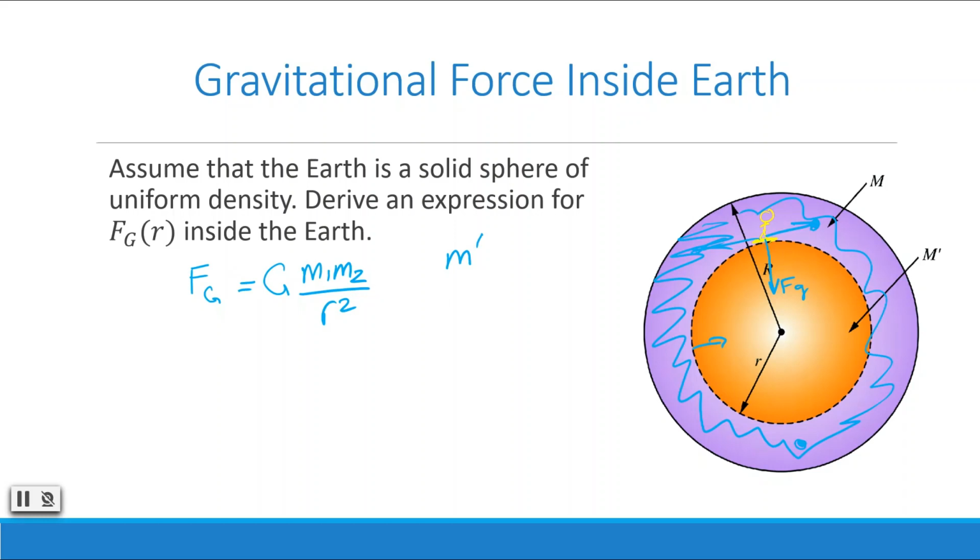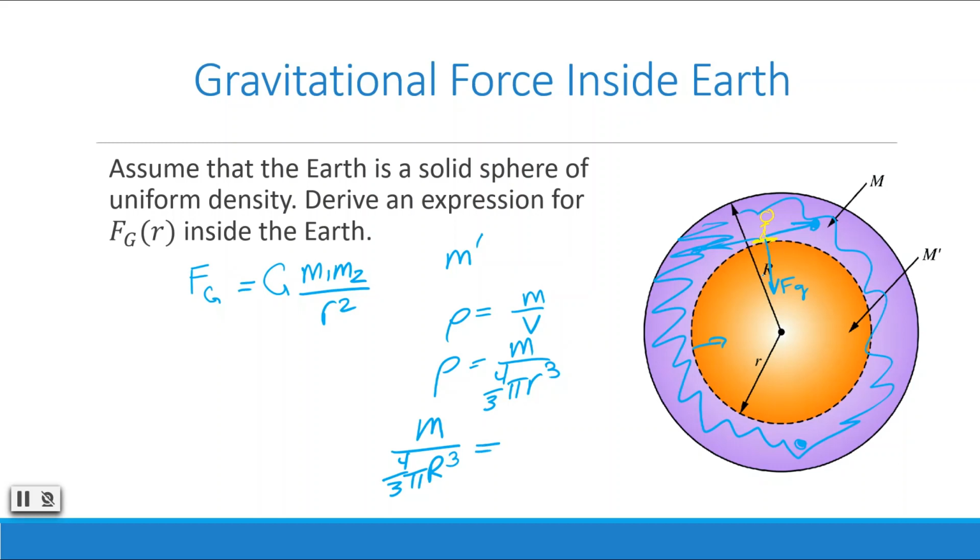What we can do is assume that our density is uniform. So we assume that our density is mass over volume. Our density is going to be mass over volume of a sphere, which is 4/3 pi r cubed. So the whole Earth has a mass big M and a radius big R.